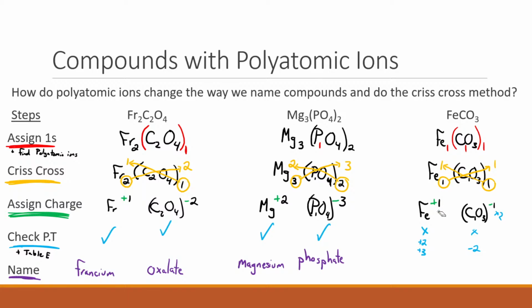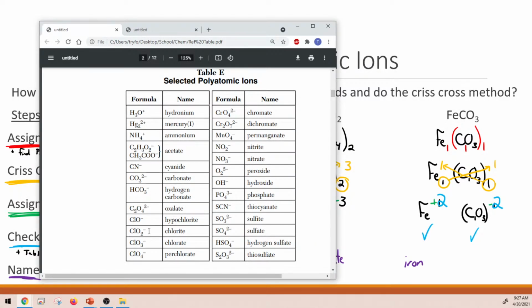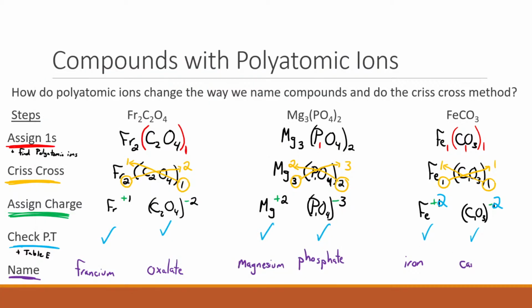That makes my iron get a charge of +2, and my polyatomic ion, my carbonate, get a charge of -2, which means they both match the table now. So we can mark check and check and move on to getting our name. Iron is going to keep its name. CO3, we're going to check table E. CO3 is named carbonate, and so it is iron carbonate.